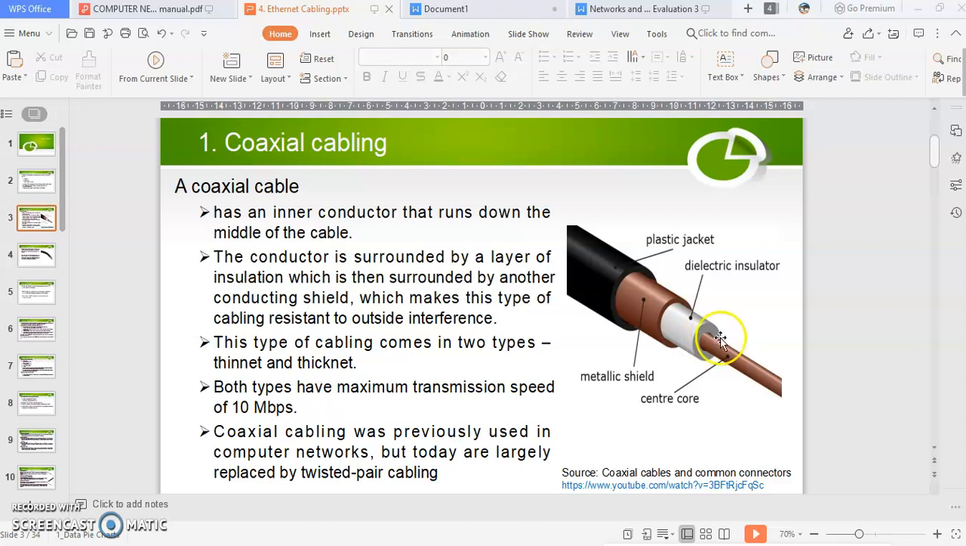So from here, both types have a maximum transmission speed of 10 Mbps. So again, we no longer use it today in our routers. If you can see, its maximum transmission speed is only 10 Mbps. That is okay for then, but right now our providers offer speeds of as much as 200 or 300 Mbps. Actually, we could even reach 1 Gbps.